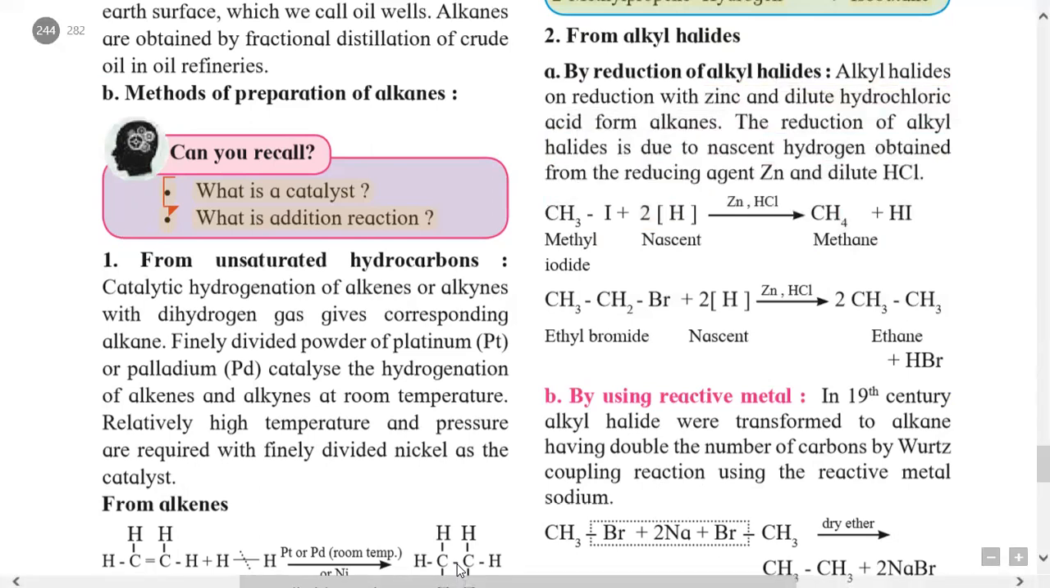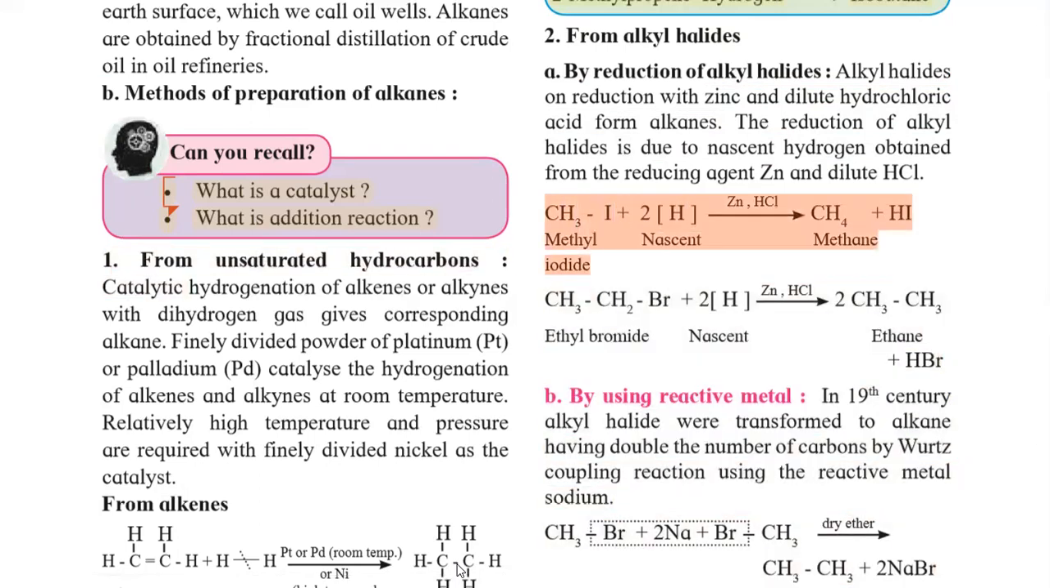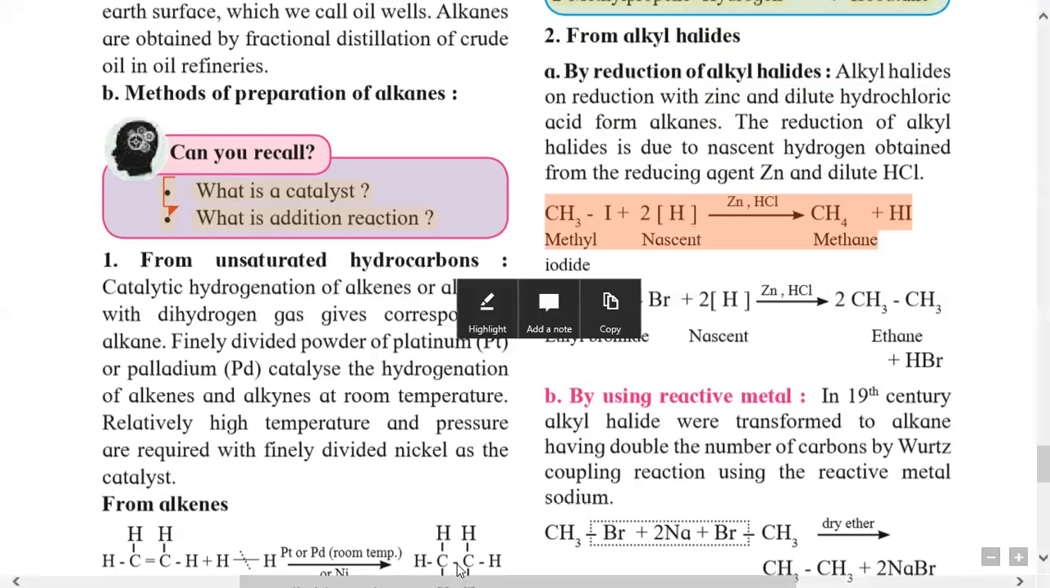So here we will study one example. CH3I is methyl iodide. This is an example of alkyl halide. When nascent hydrogen is added in the presence of zinc and dilute HCl as a catalyst, then we get CH4, that is methane, and the side product is hydrogen iodide. So methane is the alkane obtained from methyl iodide.